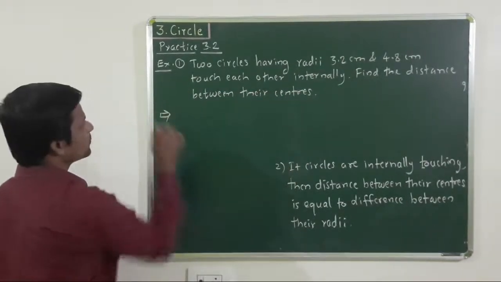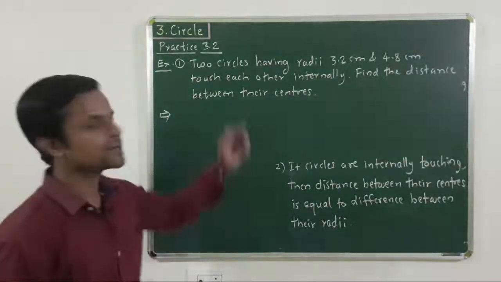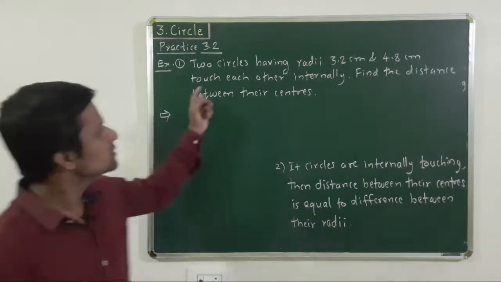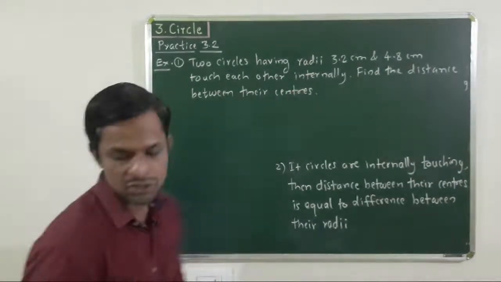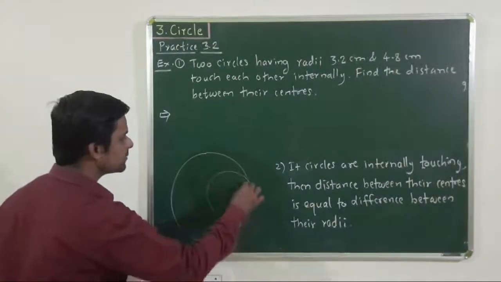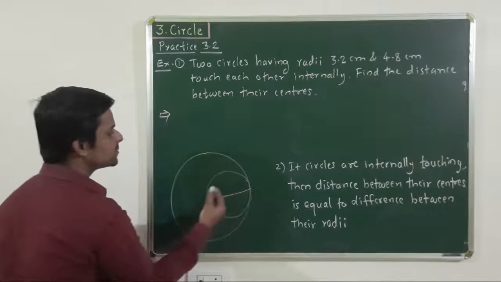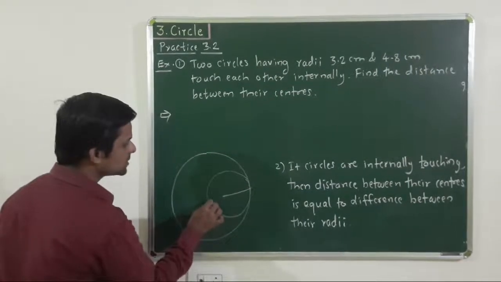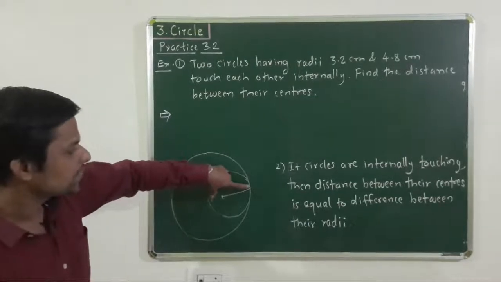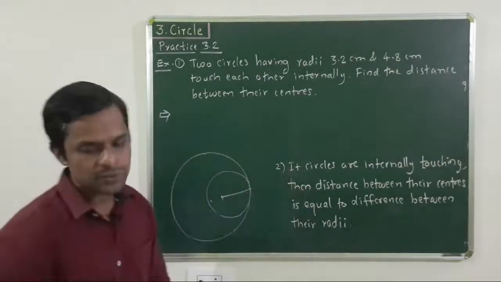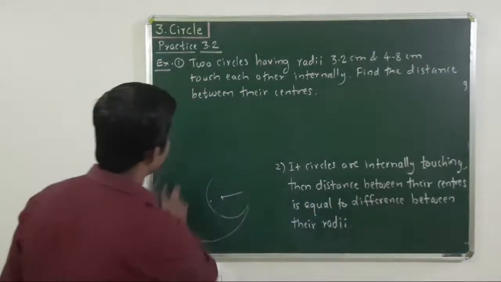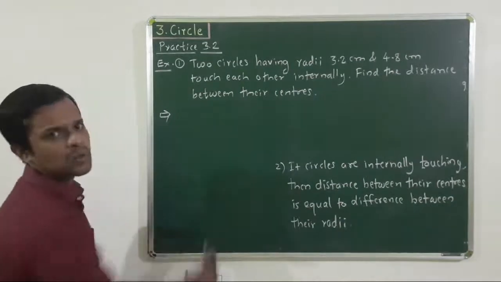Solution. Very simple, it is for 1 mark. In exam it comes for 1 mark. There are two circles which are touching circles, and these two touch each other internally, means there is a bigger circle and a smaller circle inside that bigger circle, like this. Suppose the center of this circle is here and the center of this circle is here. The distance between their centers is equal to the difference of their radii. According to this property, the distance between their centers is equal to the difference between their radii. Difference means bigger radius minus smaller radius. Very simple.